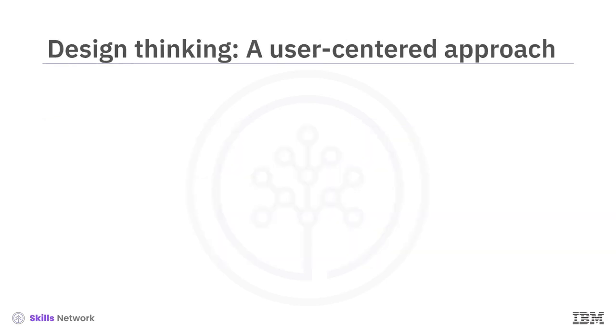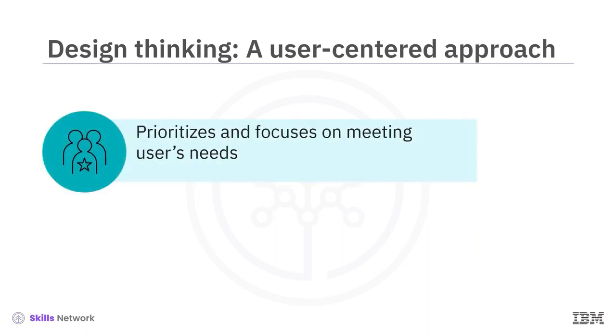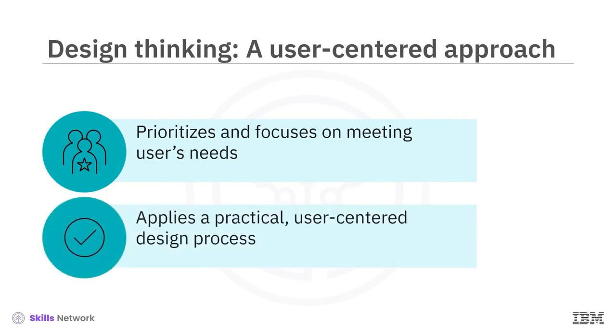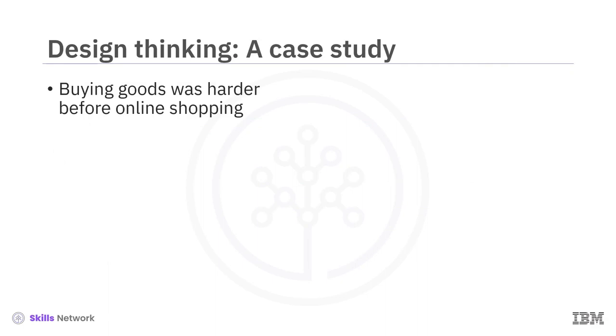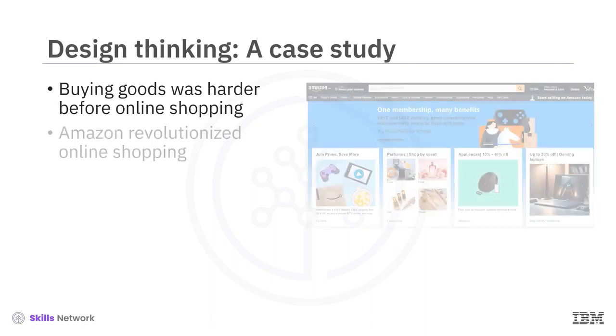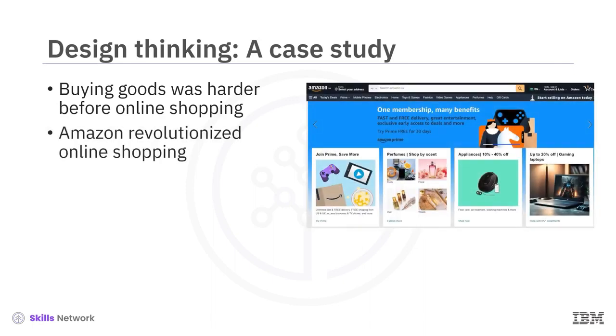Let us now discuss how design thinking is a user-centered approach. Design thinking focuses on meeting the emotional, cognitive, and aesthetic needs of users. It involves implementing a practical, user-centered design process that prioritizes user satisfaction. Consider how difficult it was for customers to purchase goods that were not easily available before online shopping platforms became popular. Let's explore how Amazon addressed this issue and revolutionized shopping.